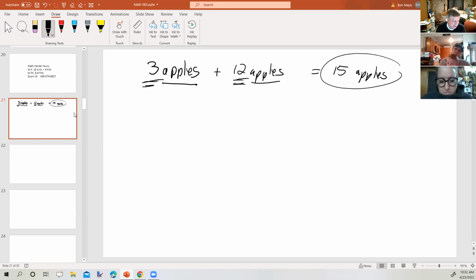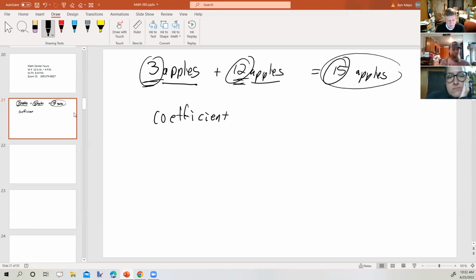The how many is called the coefficient. So the coefficient here is 3, the coefficient here is 12, 3 plus 12 is 15. So 3 apples plus 12 apples equals 15 apples.